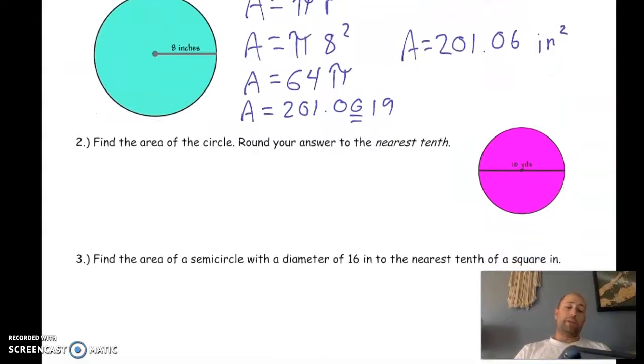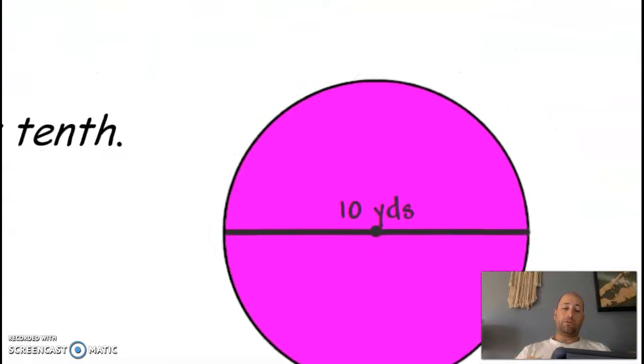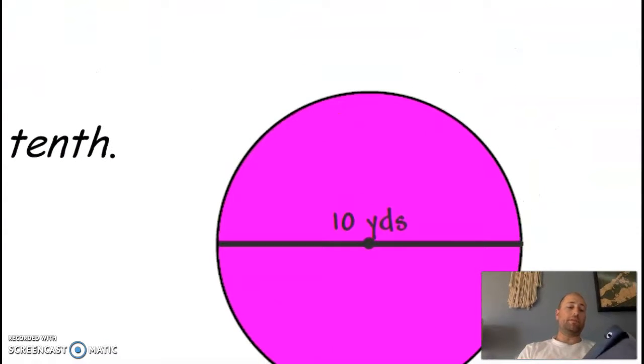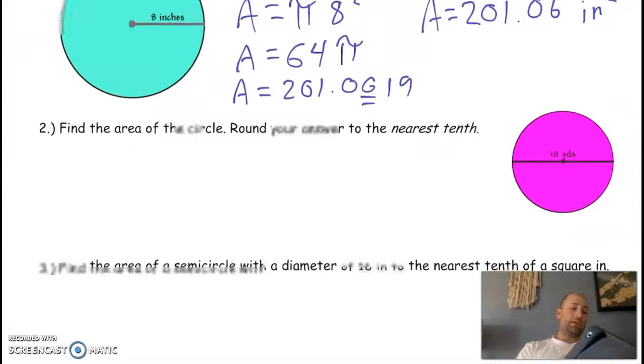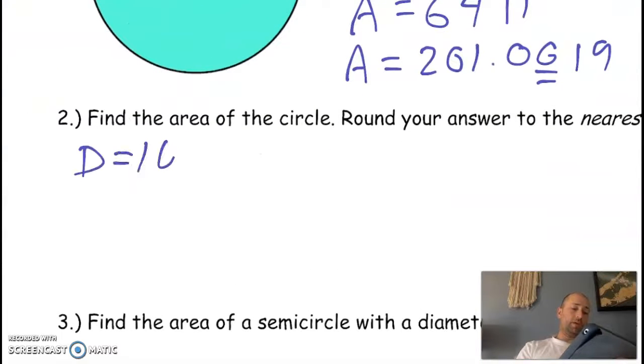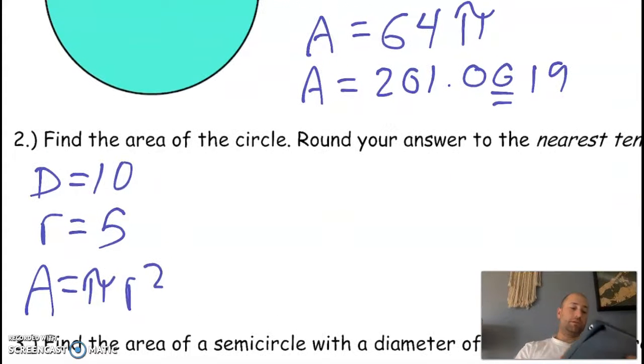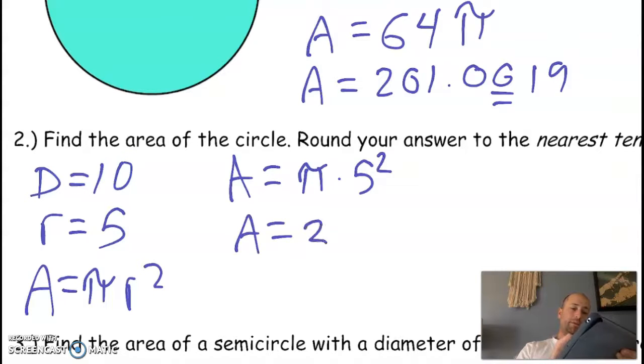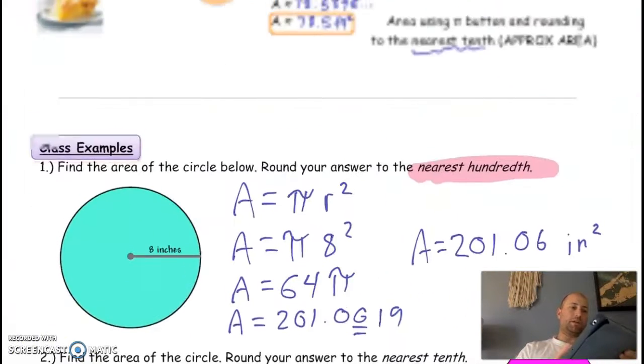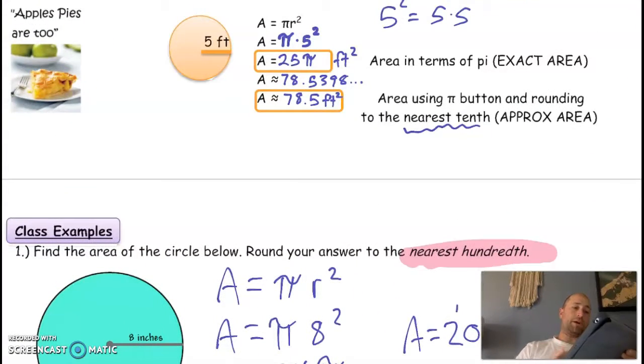Find the area of the circle. If I notice here, is that a radius? No. What is the radius then? If the diameter is 10, the radius is 5. So pi r squared is our formula. The radius is 5, so area is equal to pi times 5 squared. 5 times 5 is 25. You'll see that some of these come up a lot, like 25 pi is up there as well.